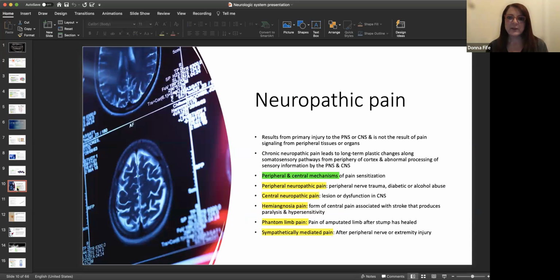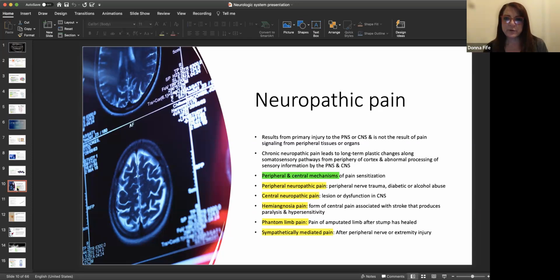Neuropathic pain. This results from primary injury to the PNS or CNS and is not the result of pain signaling from the peripheral tissues or organs. Chronic neuropathic pain leads to long-term plastic changes along somatosensory pathways from periphery to cortex and abnormal processing of sensory information by the PNS and the CNS. The peripheral and central mechanisms of pain sensitization.